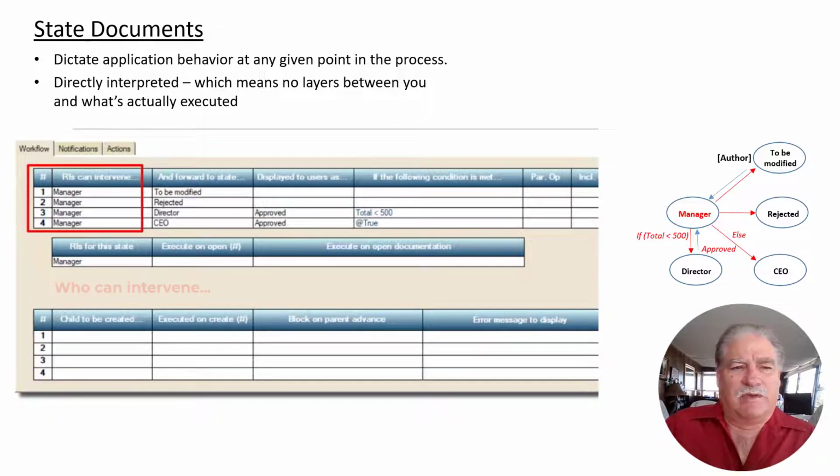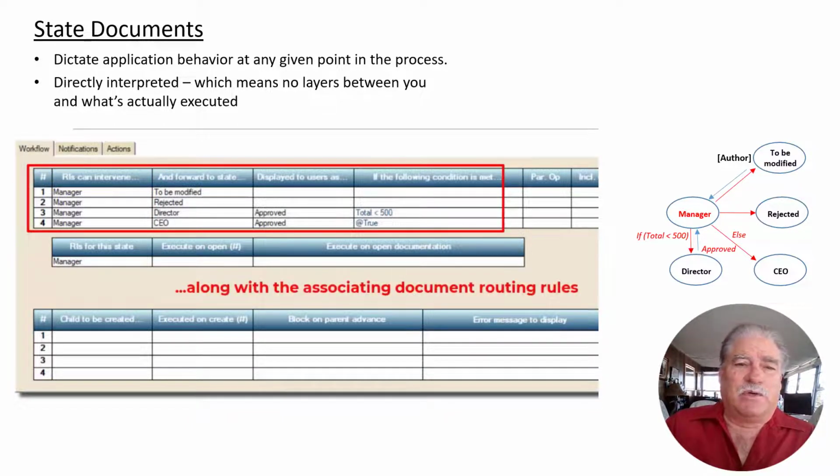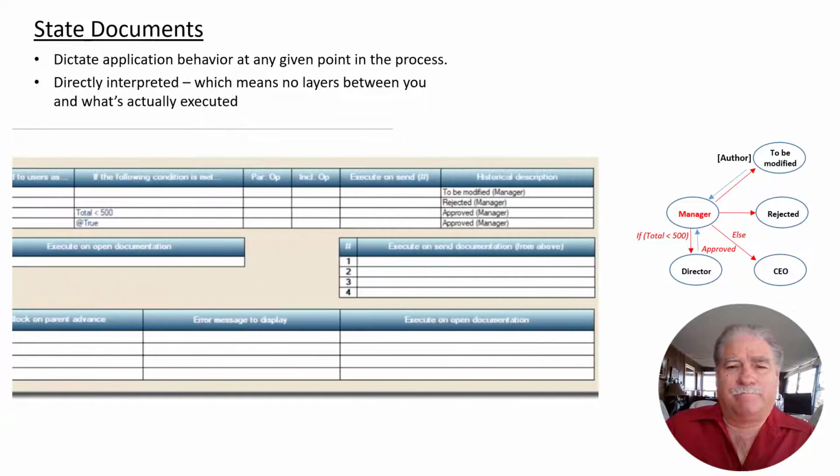Now reviewing some of the details: the constraints, who can intervene, and the routing rules associated with those constraints and users. These are directly interpreted as if-then statements. Here is where the log is updated depending on the path that's selected.